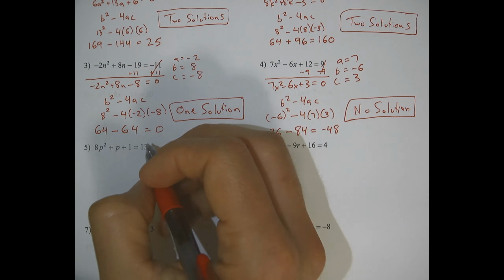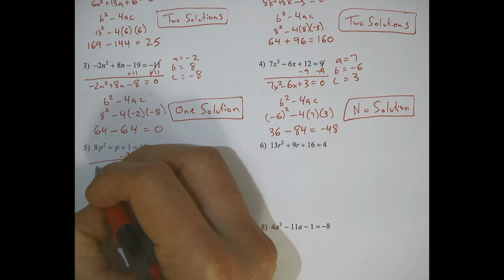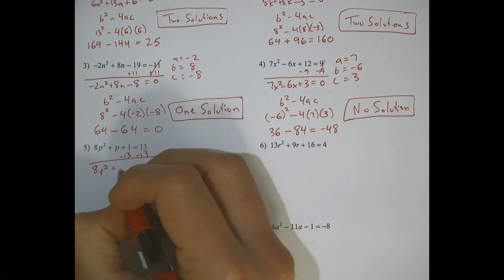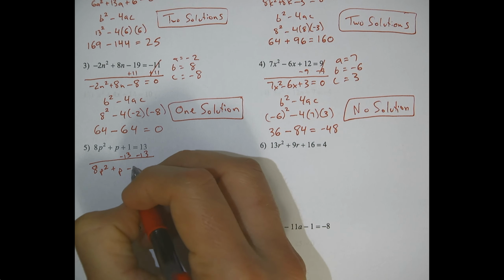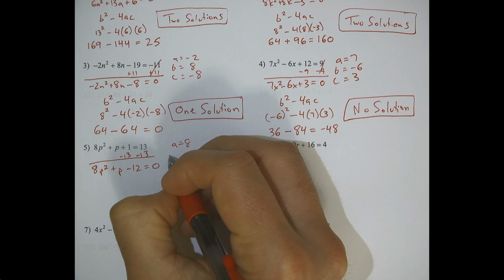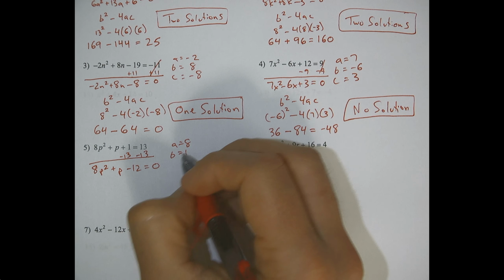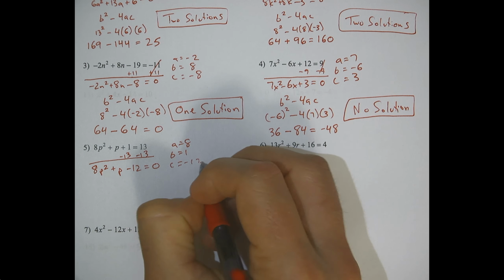Speed things up now. Here we go. So let's minus 13. Get this in standard form. So that's going to create a negative 12. A is 8. Coefficient of P is 1, so B is 1. And C is negative 12.